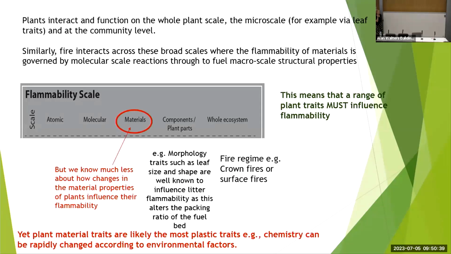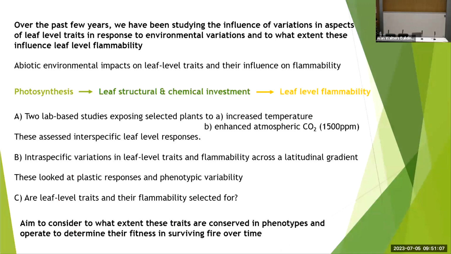But then if we look at the material properties, there's actually been much less research done on this. And what we don't know is how material properties influence their flammability. And of course, the material properties of leaves are what's changing more directly in response to those environmental changes. And because leaf level traits are likely the most plastic traits, for example, chemistry can be rapidly changed according to environmental factors.